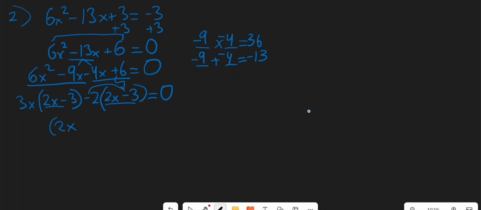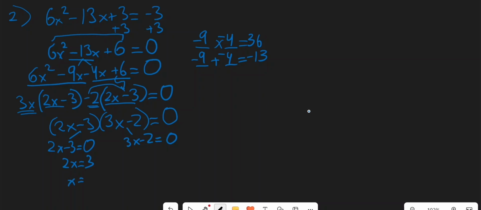The other factor would be whatever is left over, which is 3x minus 2. And that would be the factorization of our quadratic. And once you have everything factored, you're basically done. You want to then set both of your factors, 2x minus 3 and 3x minus 2, equal to 0 and solve both individual equations, which, if you add 3, then 2x should be 3, and then divide by 2 and x should be 3/2.